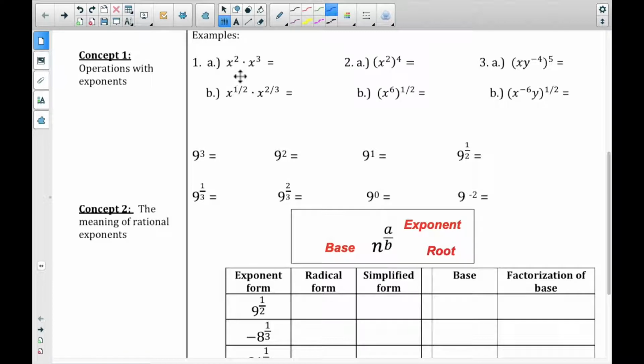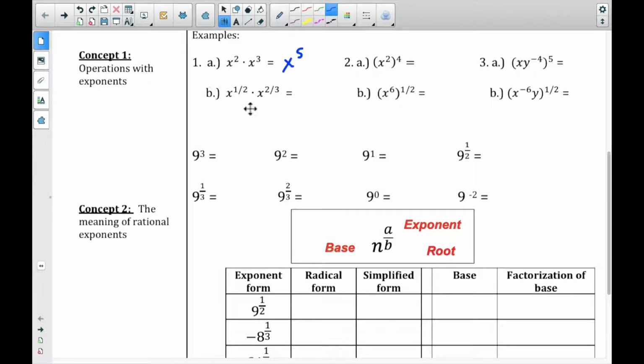Remember when you have x squared times x to the third, that is x to the fifth, right? We add those together to get x to the fifth, because once again, you would have 2 x's here and then 3 x's here. That's a total of 5 x's. So in other words, we are adding.